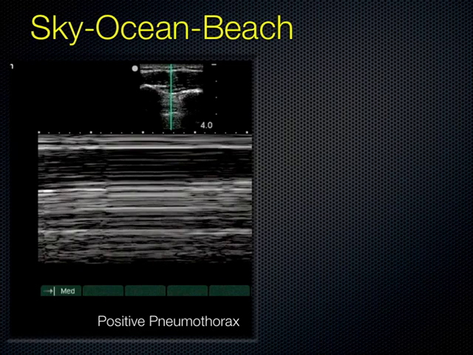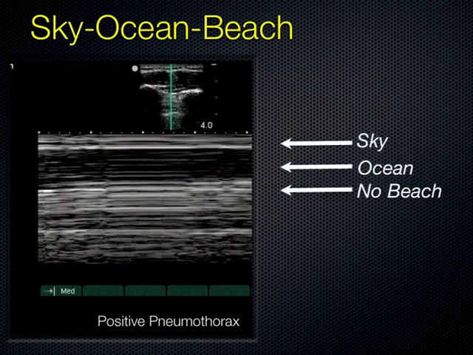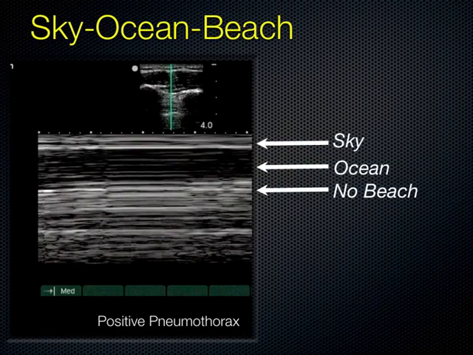But if you ask them to hold their breath very carefully, like when you're doing an M mode, get sky ocean beach first, but then ask them to hold their breath and really ask them not to move at all, and you'll be able to see the stratosphere sign, the barcode. Because if the lung's not moving, you won't get that graininess. Sky ocean beach.